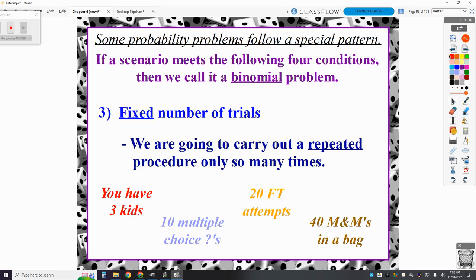The third condition is we need a fixed number of trials. We're only going to do this binomial procedure so many times. For instance, if we're going to have 3 kids, you're only going to have 3 kids, and then you're going to stop. We're not going to have any more kids after 3. The multiple choice test, there's only 10 questions on this test. There's no more, no less. The free throws, we're only going to attempt 20, and this bag of M&Ms only has 40 M&Ms in it. So we're only going to do something so many times, and we call it a day.